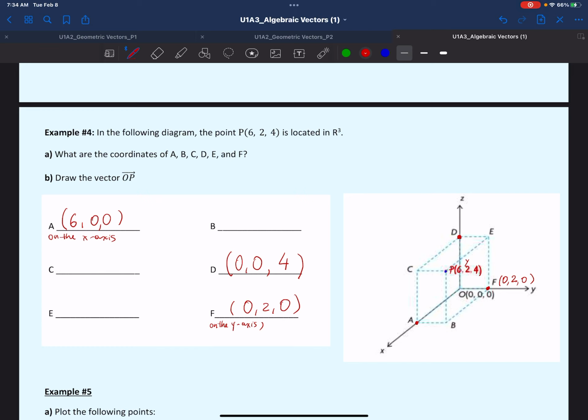So now we're going to look at the points on planes. So I'm going to start off with point B. So point B is on the xy plane. We said that on the xy plane, z is 0. So when I write the coordinates of point B, I'll say the last coordinate z is 0. The other two are 6 and 2.